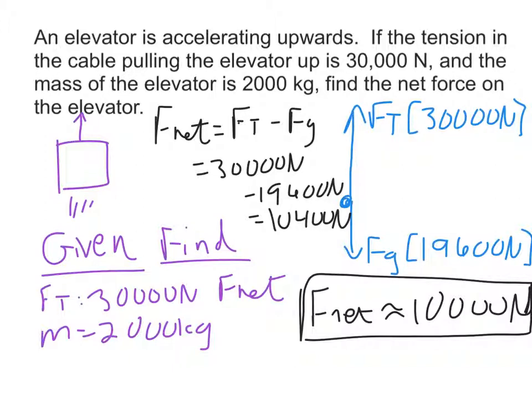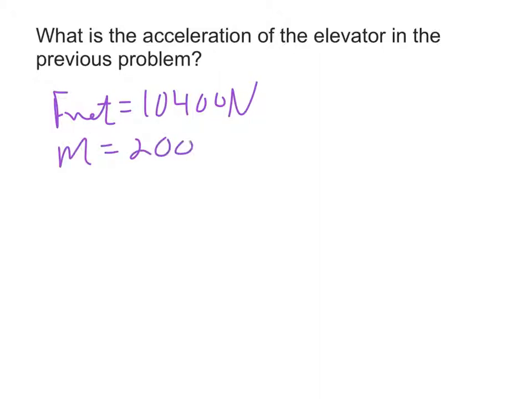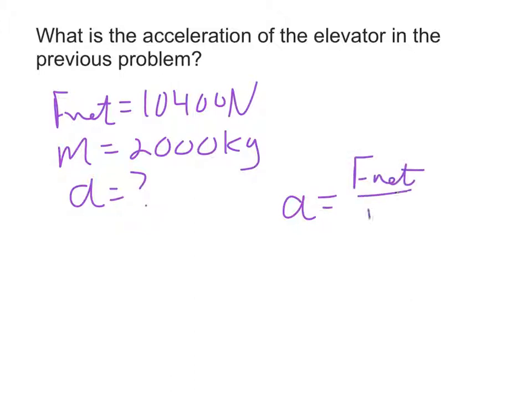Okay, now let's look at number 4, which is a continuation of this problem. And in this case, we're looking for the acceleration in the previous problem. I already have diagram, given and find. I found my net force to be 10,400 newtons. And I want to use my unrounded number. I know that the mass of the elevator is 2,000 kilograms, and I'm looking for acceleration. F net equals ma, so a equals F net over m.